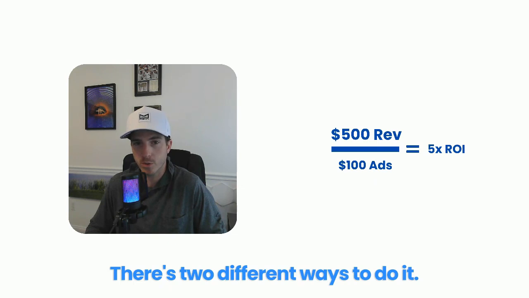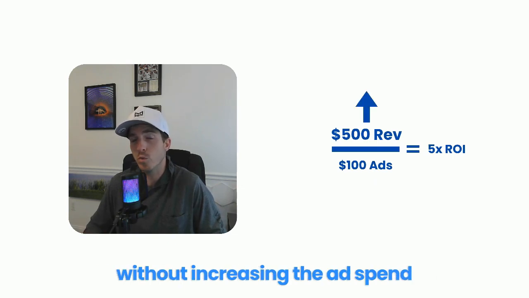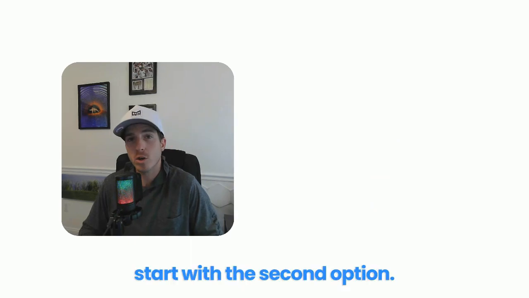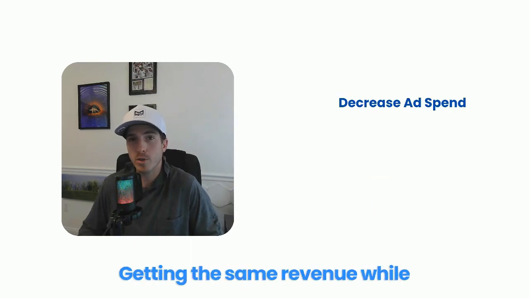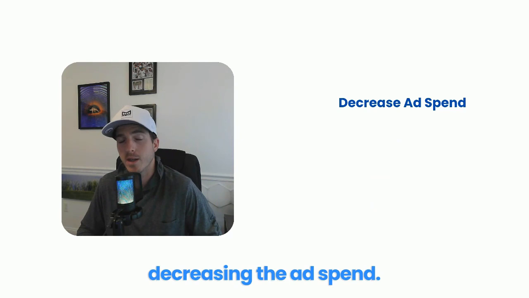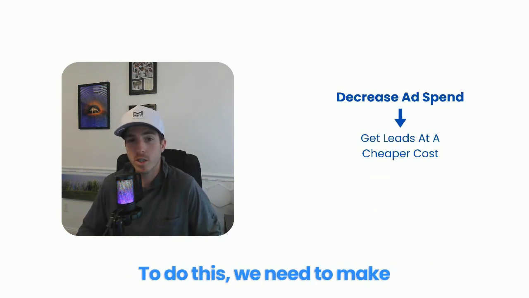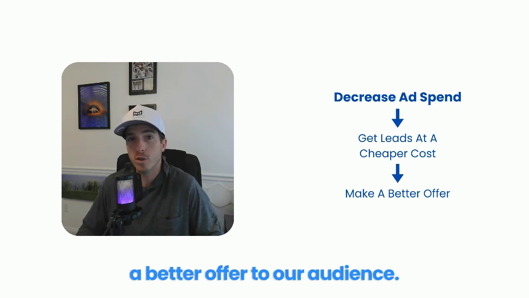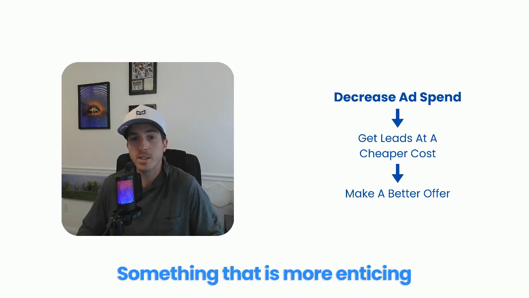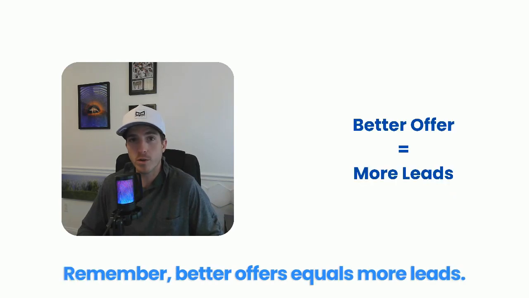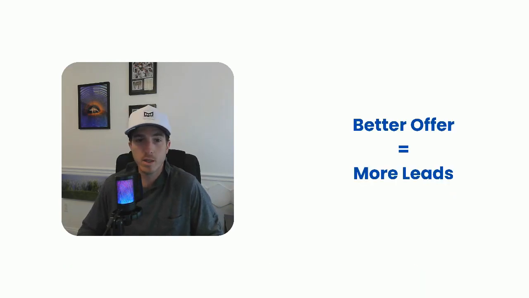There's two different ways to do it. We must either increase the revenue without increasing the ad spend, or we get the same revenue while decreasing the ad spend. We are going to do both. Let's start with the second option, getting the same revenue while decreasing the ad spend. Basically, what this means is we need to get leads at a cheaper cost. To do this, we need to make a better offer to our audience, something that is more enticing and worthy of their attention. Remember, better offers equals more leads.